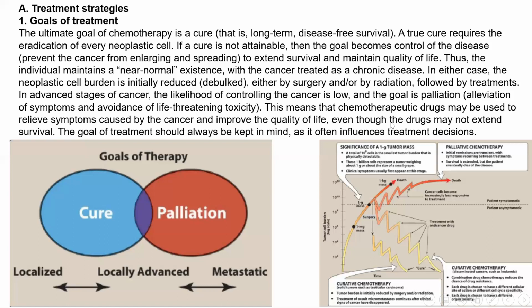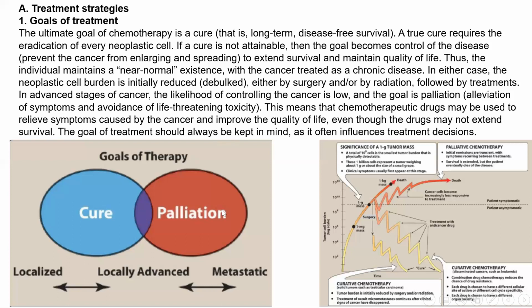This means chemotherapy drugs may be used to relieve symptoms caused by cancer and improve the quality of life to a certain level, but we don't see as much increase in the survival. So just a better quality of life for the same time, and the patients after that will die. So it is important to modify our treatments, our combination therapy, as we will see in a minute, in order to achieve our goals.